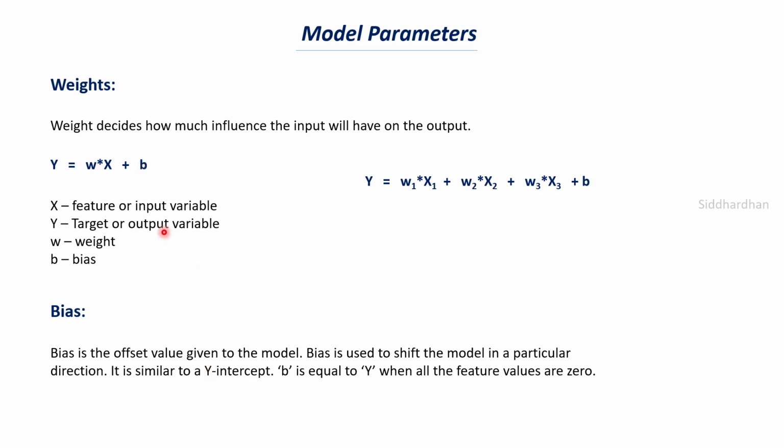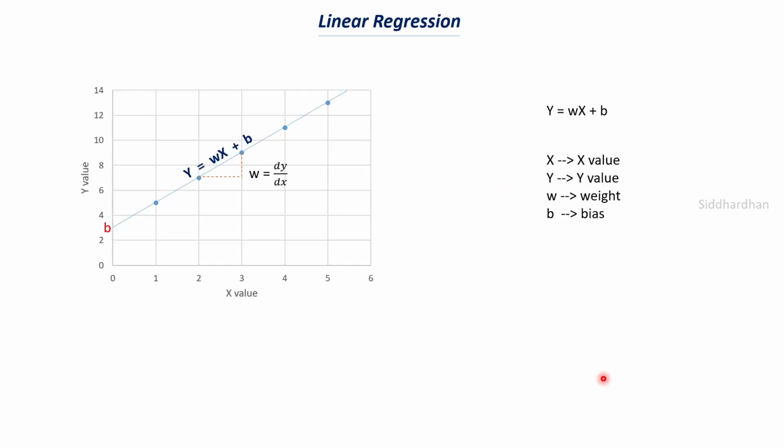So this bias is similar to the y-intercept, and the b value will be equal to y when all the feature values are 0. Now let's try to understand this with an example.